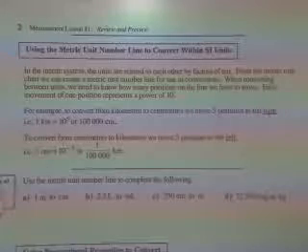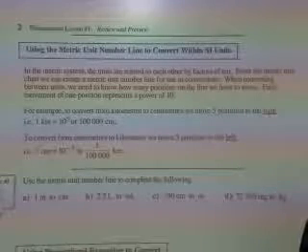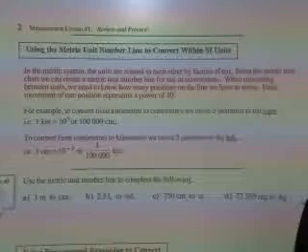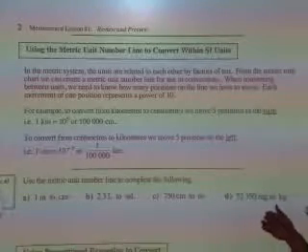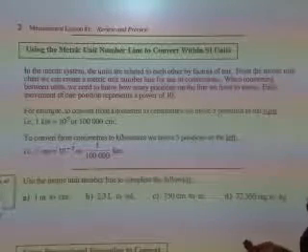So if we use a metric number line to convert within the SI system, the thing that we need to remember, and this is why the SI system was invented, is because the movement within it is all powers of 10. So it's a lot easier to make my conversions within the SI system compared to the metric system.